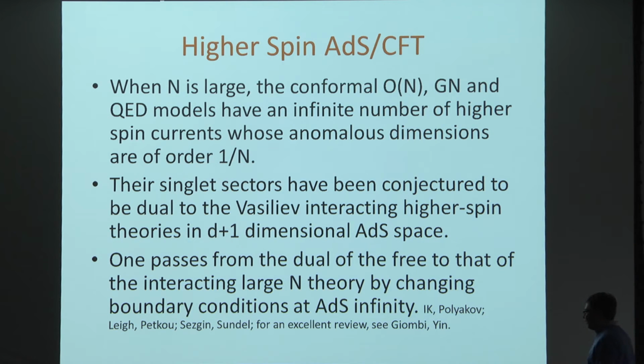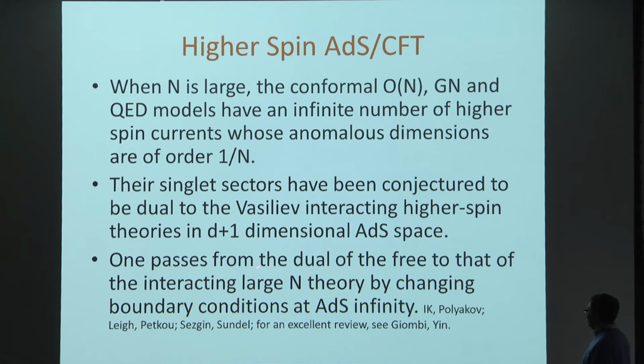One of the reasons there has been renewed interest in these theories is that when n is large, all these conformal models actually have higher spin currents which have small anomalous dimensions. And in general, whenever we have a CFT, we have to wonder what is the AdS dual of the CFT. And in this case, the AdS dual is somewhat unconventional because in addition to the massless graviton, it also has massless higher spin fields, which are dual to these approximately conserved currents.